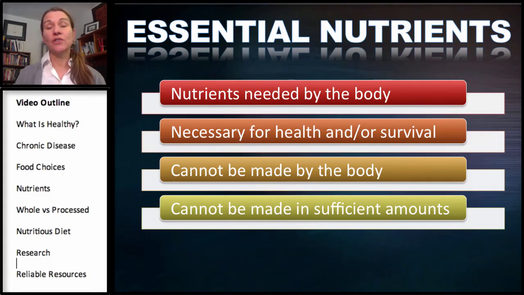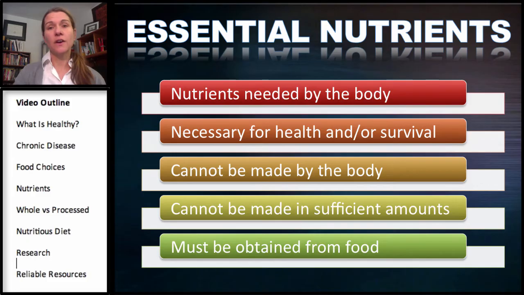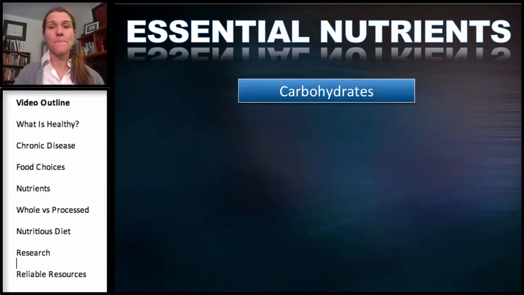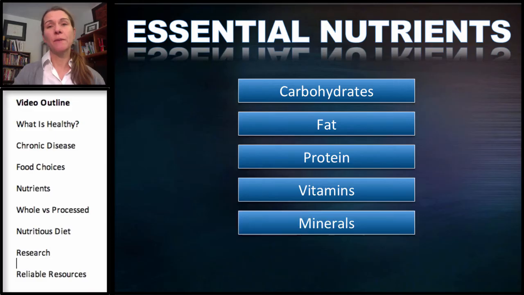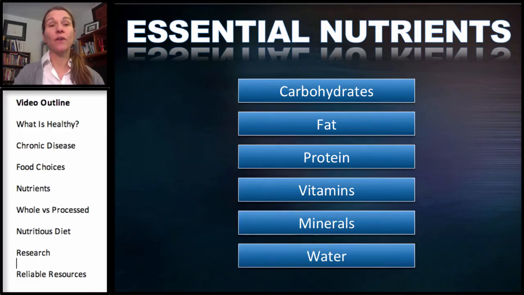And essential nutrients mean these are the nutrients that either cannot be made by the body, or maybe they just can't be made in sufficient amounts. So we need to get them from the diet. That's essential. Or food. They need to be obtained from food in our diet. Carbohydrates, fat, protein, vitamins, minerals, and the most important nutrient, water. These are our 6 essential nutrients.